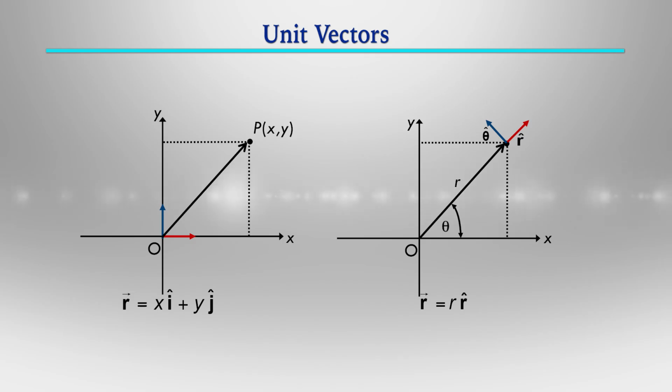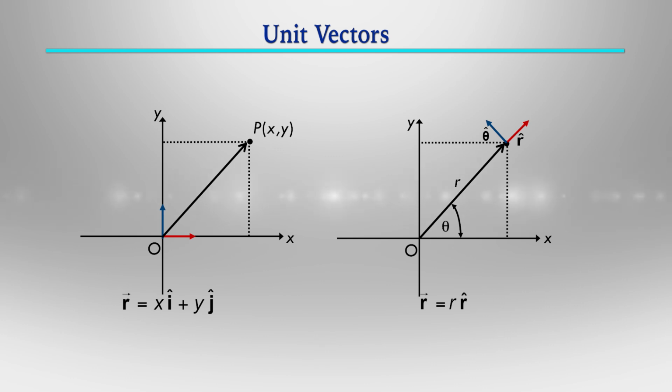Suppose r cap is the unit vector along the line that joins the point to the origin, and theta cap is a unit vector which is at right angles to this unit vector r cap. So now we have, instead of i and j, two unit vectors r cap and theta cap, and you can see for yourself that when the point is located in a different place, the directions of r cap and theta cap are going to change. Unlike i and j, which always have a fixed direction, r cap and theta cap will change depending on the location of the point in the plane.